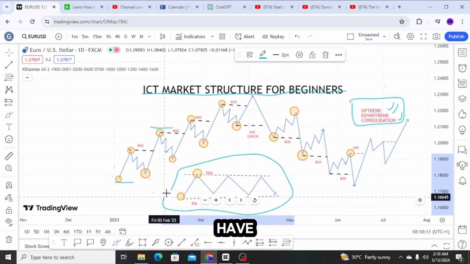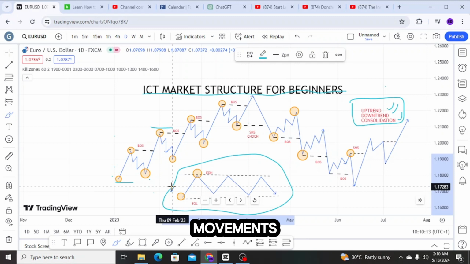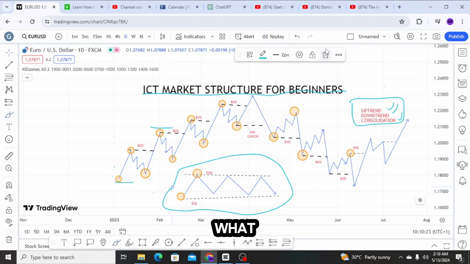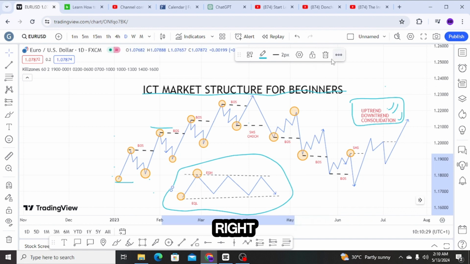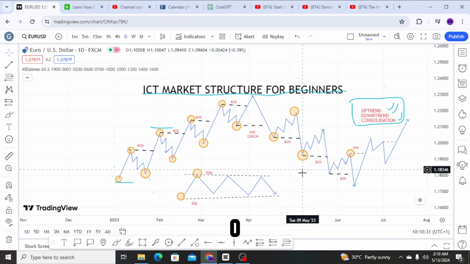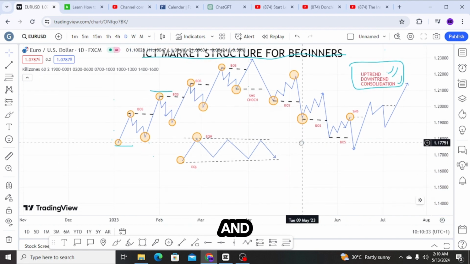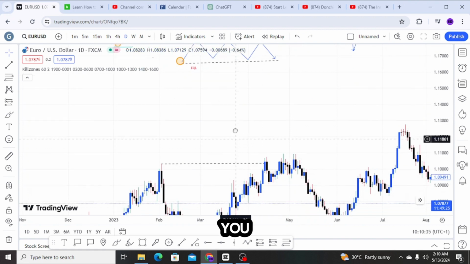So it doesn't have any particular movements. It just goes up, equal highs and equal lows. This is exactly what we call the market consolidating. So let me go to the chart now and expound more on this so you understand.